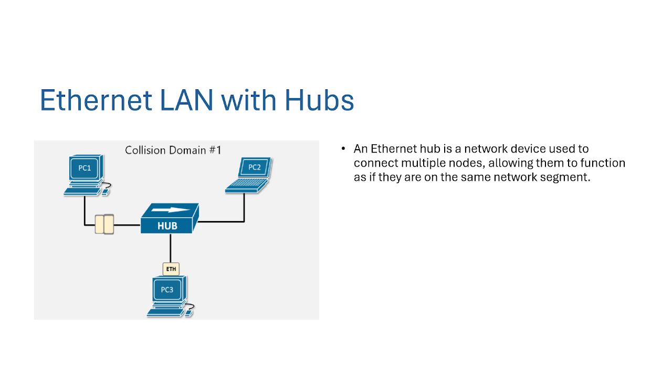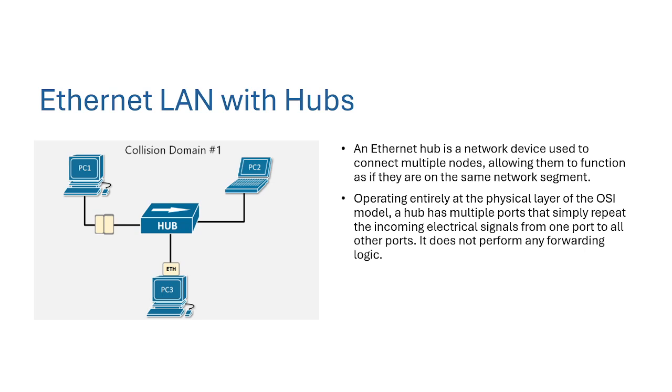First, an Ethernet hub is a network device used to connect multiple nodes. Consider you have PC1, PC2, and PC3 connected to this hub, operating entirely at the physical layer of the OSI model, layer 1. A hub has multiple ports. Simply what they do is receive the incoming electrical signals from one of the ports on the hub and reflect them to all other ports.